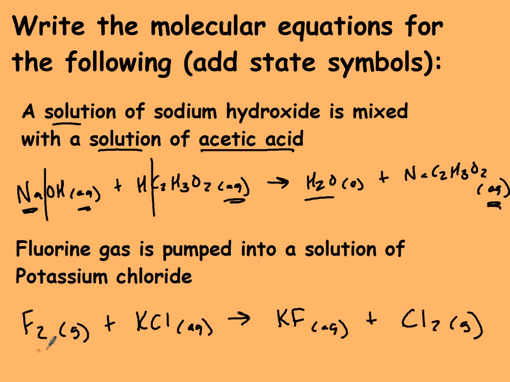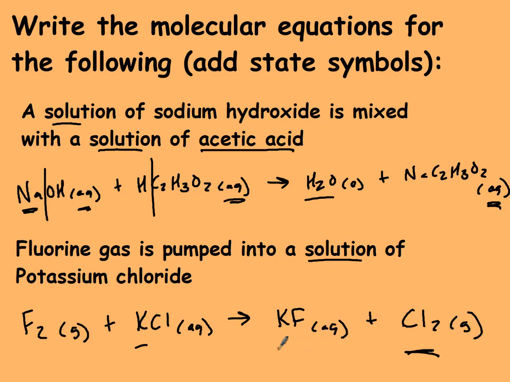So for this next one, we have fluorine, but fluorine's diatomic, so it's F2 and it's a gas. We have a solution of potassium chloride, but again, it's group 1A, so it would have been soluble. Single replacement, fluorine kicks out chlorine to produce chlorine gas, because chlorine can't be by itself, and potassium goes with fluorine. Again, potassium's group 1A, so they go together 1 to 1.